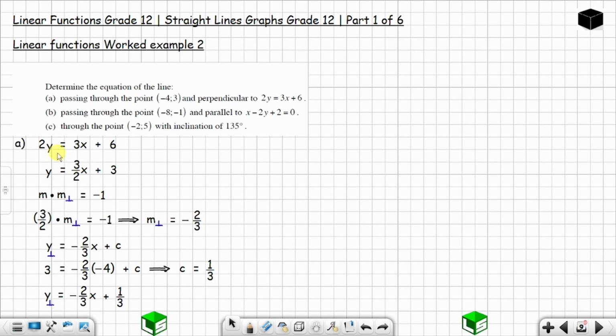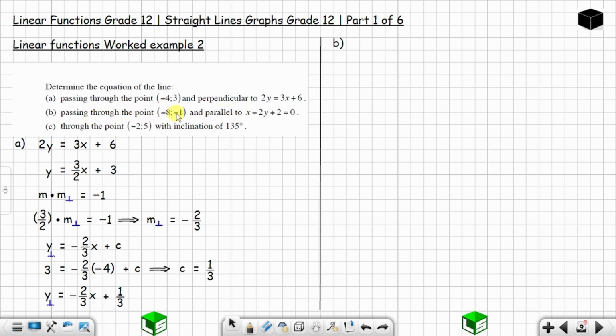Now let's do question B. Let me draw a line here. Now question B, the question says, determine the equation of the line passing through the point (-8, -1). These are the coordinates of that point. And this line is parallel to x minus 2y plus 2 is equal to 0. This is the equation of a line. So we want to determine the equation of a line which is parallel to this line.